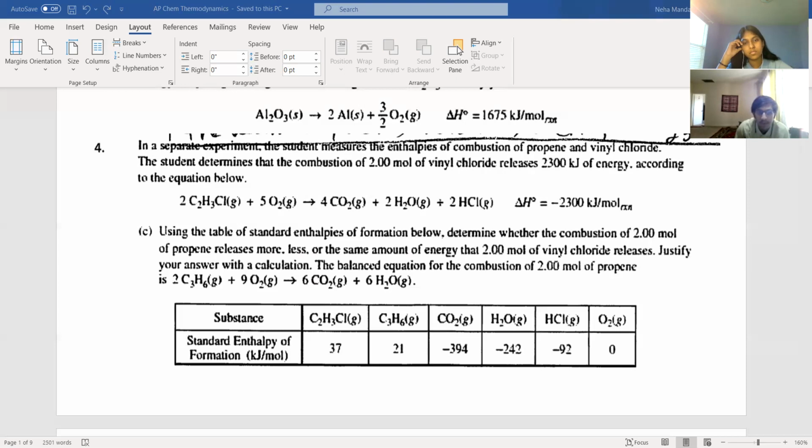Enthalpies of formation below. Determine whether the combustion of 2 moles of propene releases more, less, or the same. Based on the, like, you know what I mean? Let me see if it works if I do that. So 37 times 2. And then, this is 1 mole, so 2 moles would be 2 times that, which is what? It's 74. 74 kilojoules, right? Yeah.